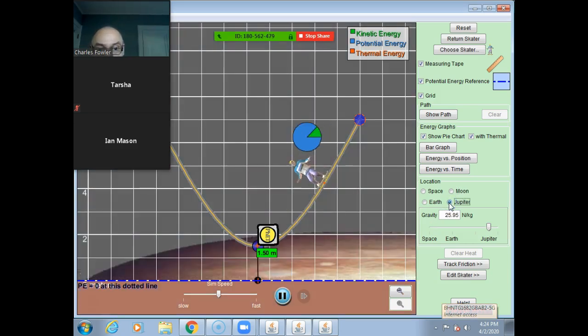Jupiter, 25.95 meters per second squared. Okay. But I like to stay on Earth. Besides, Jupiter is all gas, he would collapse. So anyway, let's go.